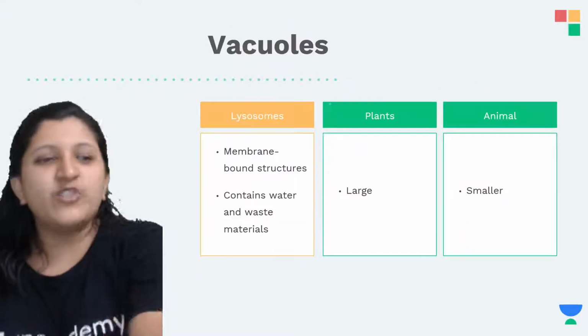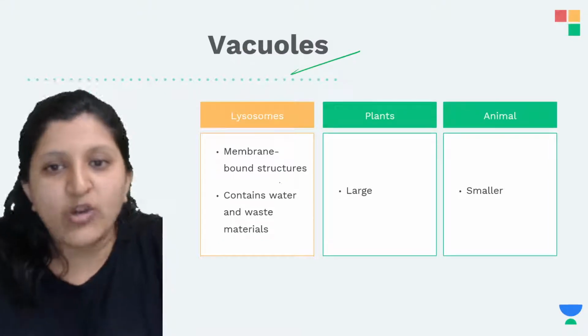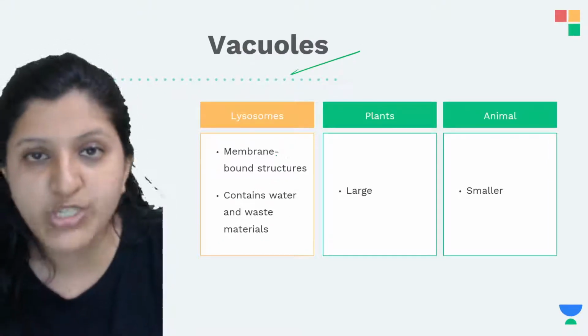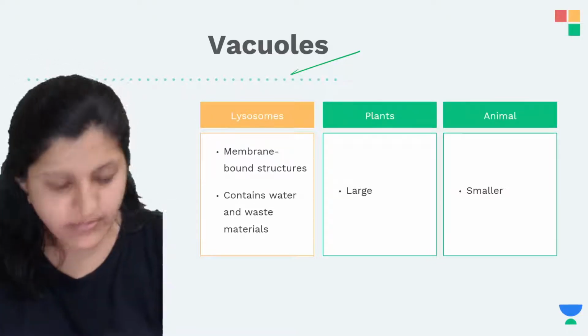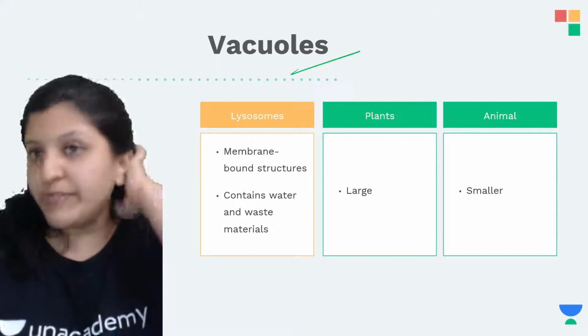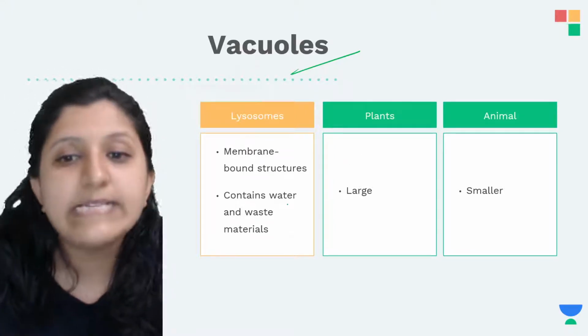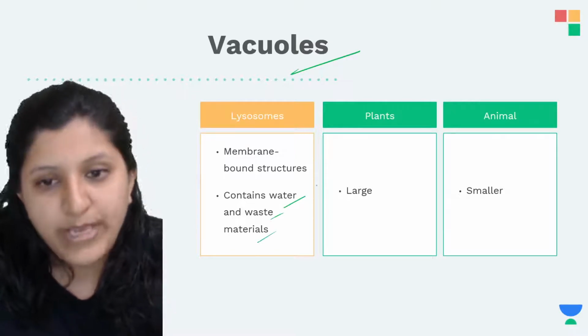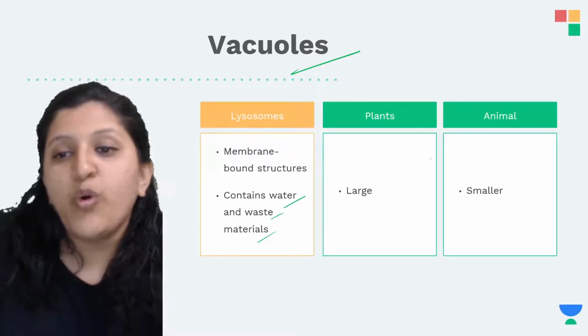Moving on to the next one, vacuoles. So what exactly does the vacuole do? When we mention a vacuole, it is a membrane bound structure. It contains water and waste material, depending on the type of organism. So what is that now?